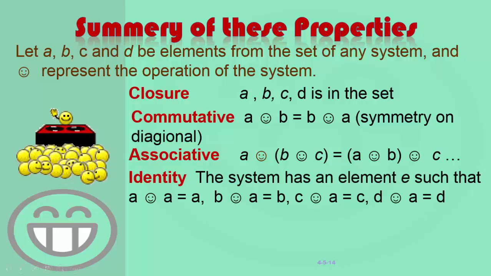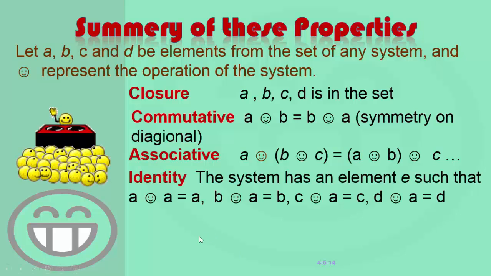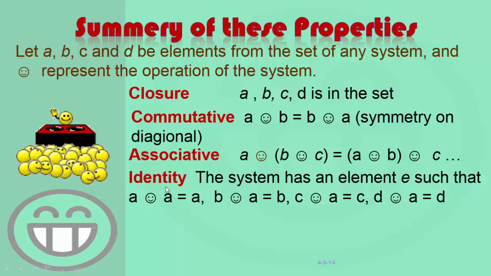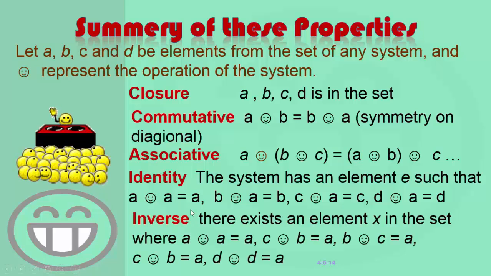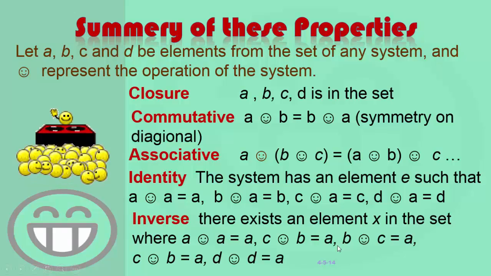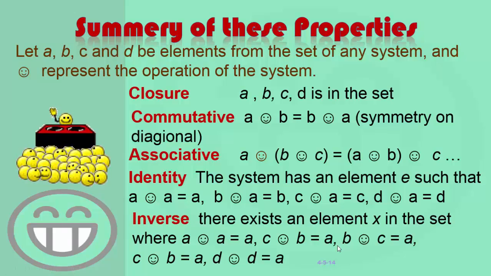We found that there exists an identity, meaning that whatever we multiply A by will get back the other element. And we found that there is an inverse, meaning that we can get back the identity element.